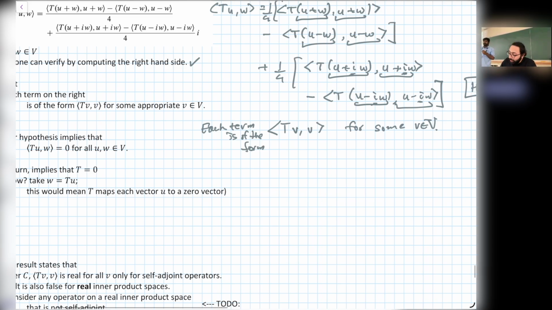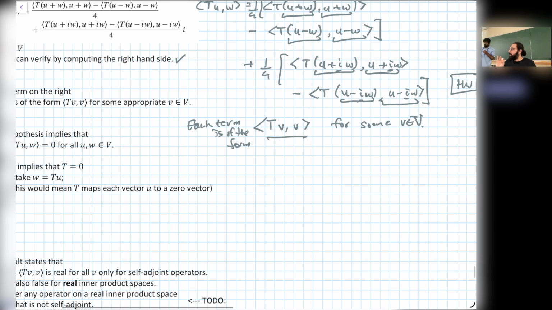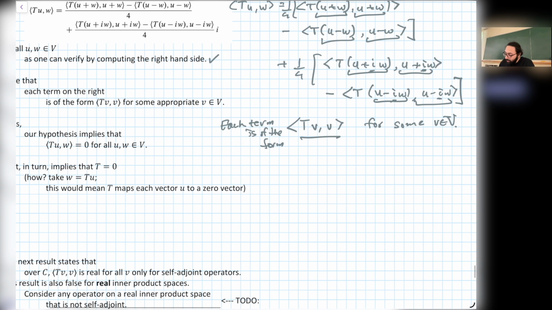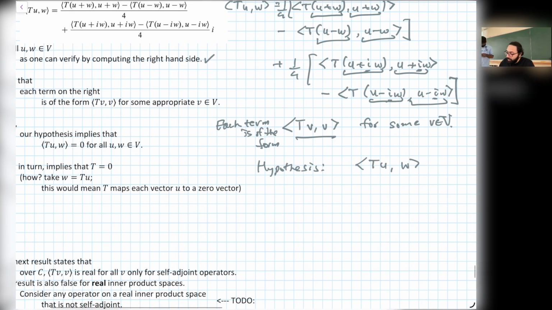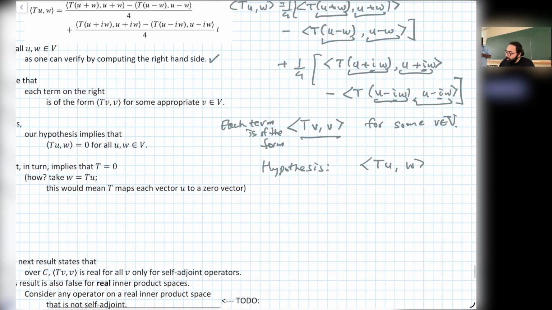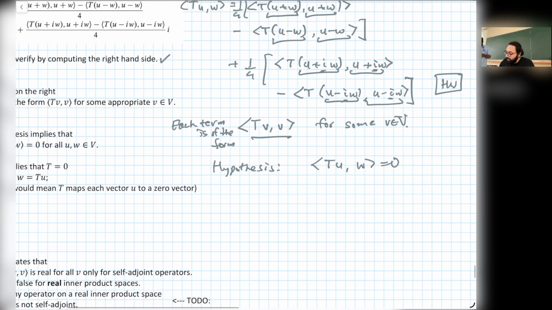Each term is of this form, right? This we already agreed on. Now we know from our hypothesis, so what does the hypothesis say? The hypothesis says that T(v,v) is going to be 0 for all v.